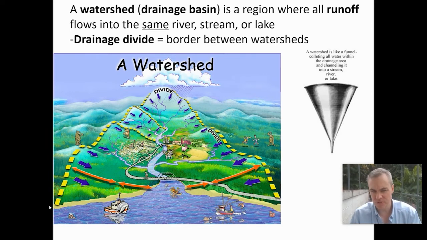So let me highlight a point of confusion. A lot of times people get confused because you see the word watershed and you might naturally think that it's a body of water, right? Because it says water in it. And it is not. A watershed is not a body of water. It's not an ocean, a river, a stream. It's not a water collection.